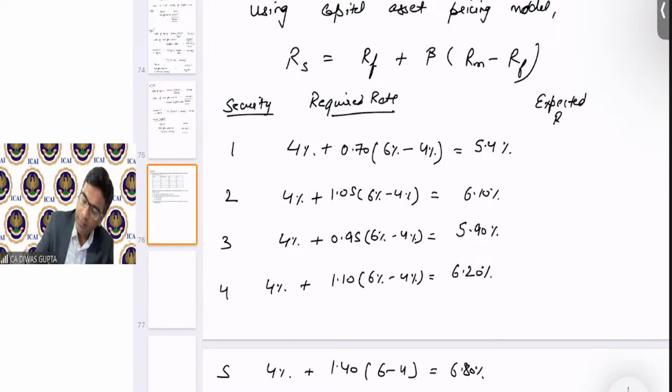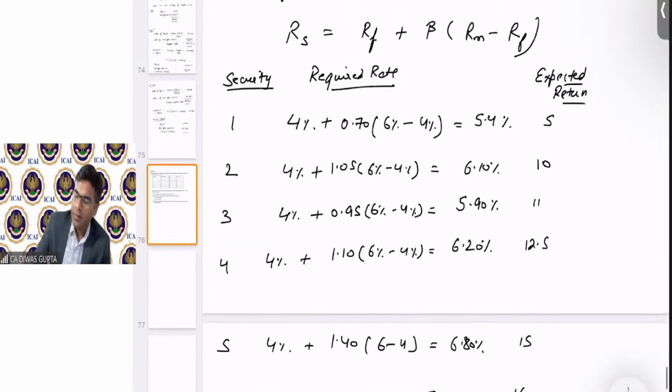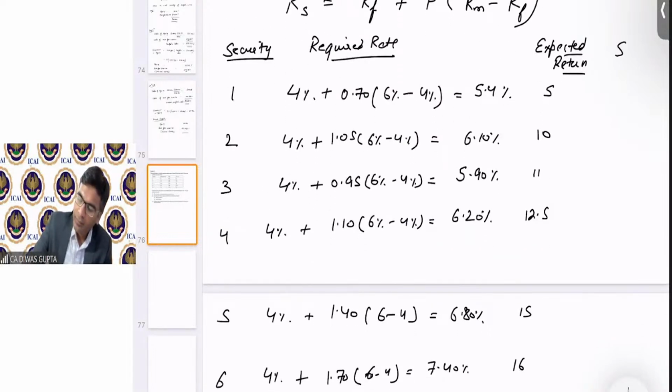Then the expected return that is given in the question: 5, 10, 11, 12.5, 15, and 16. And then status. Status we will tell now, whether it is overvalued or undervalued. So students, as per CAPM, we are supposed to get 5.4 percentage, but the market is giving us 5 percentage. So what should we do?